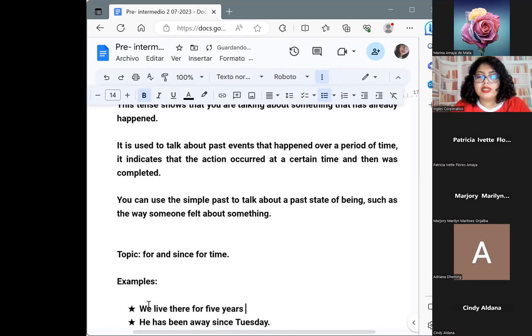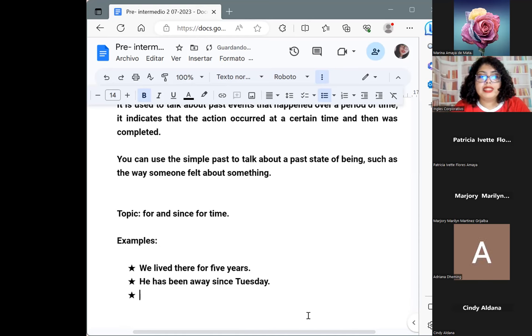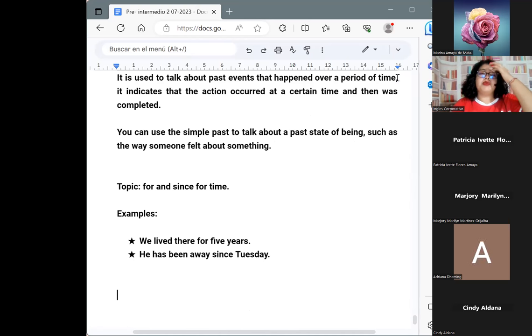So in this case, we can see there is a difference between the two examples, but we are going to understand better what is the use of for and since, because in this case I have an idea through the examples, but we need to be very specific with the use of this. So in the number one, we are going to talk about for. So we have for plus period.